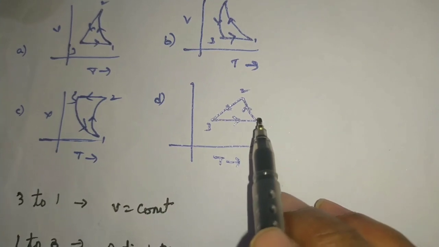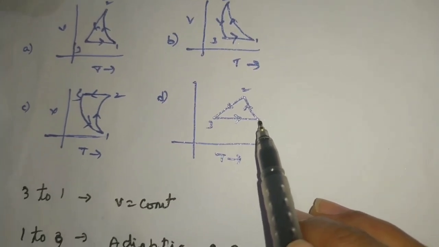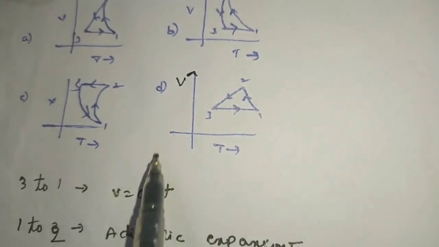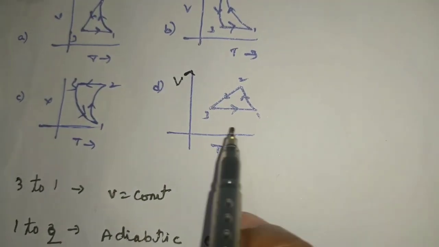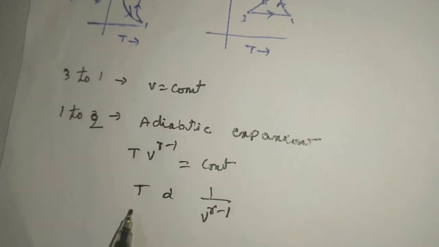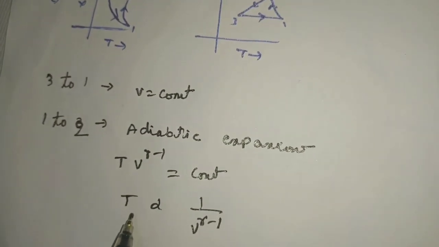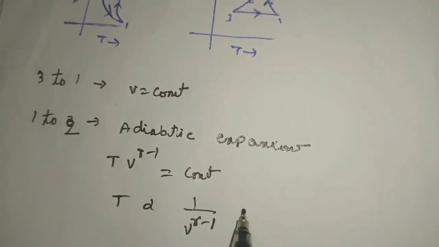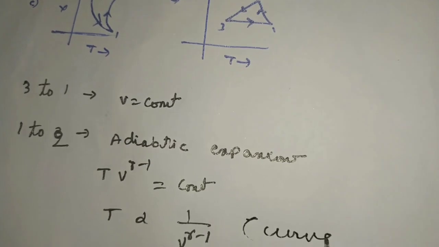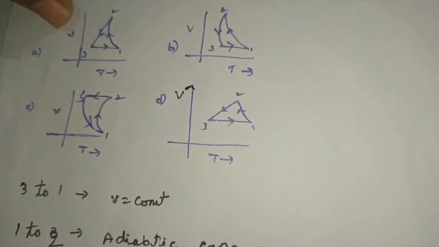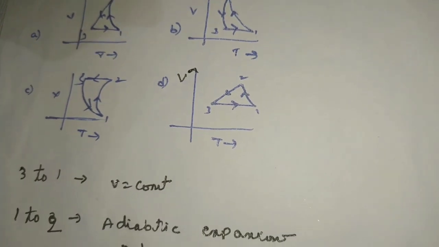This fourth option is wrong because here volume decreases, volume increases and temperature decreases linearly. So, this is not the linear fall of temperature. This relation is a fall of temperature in curved form. So, there is a curve for the 1 to 2 process. So, either A or B is correct and we have to select the correct one.